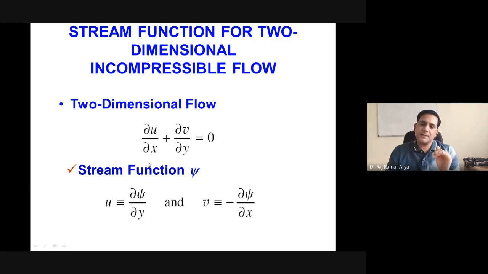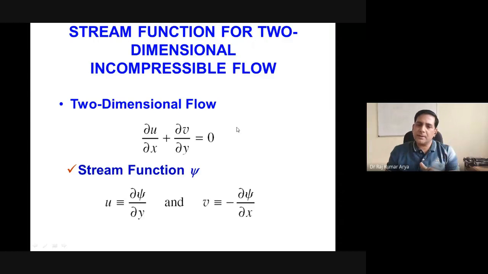Now, the stream function is defined in this way. The x direction velocity is given by del psi upon del y, and the y direction velocity is given by minus del psi upon del x. This is the standard nomenclature which is followed. Now we have to put this back, because it should satisfy your continuity equation, since the main thing is your continuity.